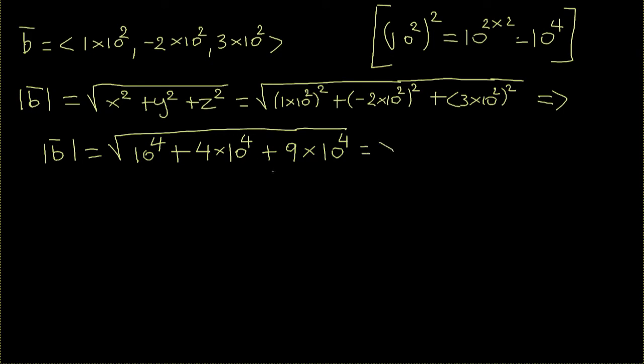And now we need to add these numbers and then take the square root. And if you do this calculation, you will find that the magnitude of the vector b is 370. This is the process that you need to use whenever you calculate the magnitude of three-dimensional vectors.